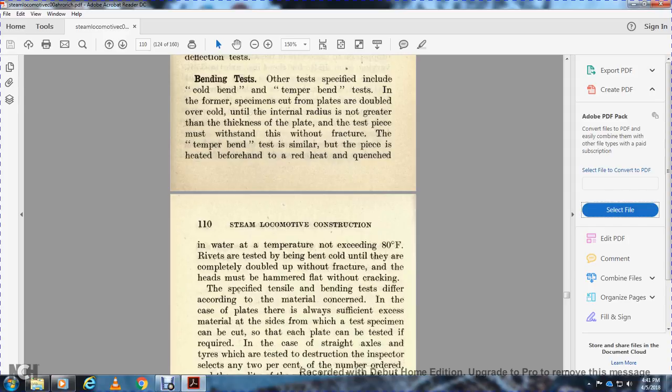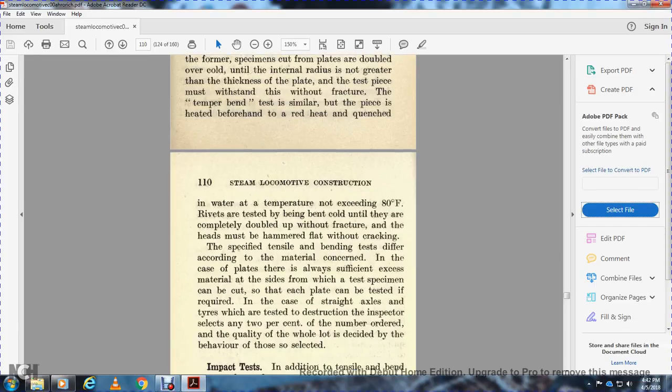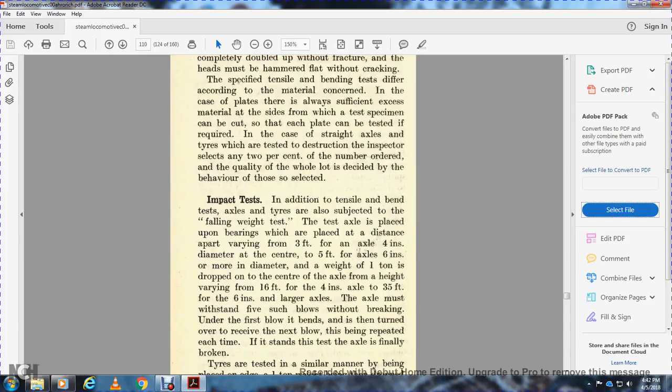The specified tensile and bending tests differ according to the material concerned. In the case of the plate, there is also a sufficient excess of material size from which the test specimens can be cut from each plate. The tests, if required in the case of the straight axles and the tires, are made in the presence of the inspector, who selects any of the 2% of the number ordered, and the quality of the whole lot is decided by the behavior of those selected.